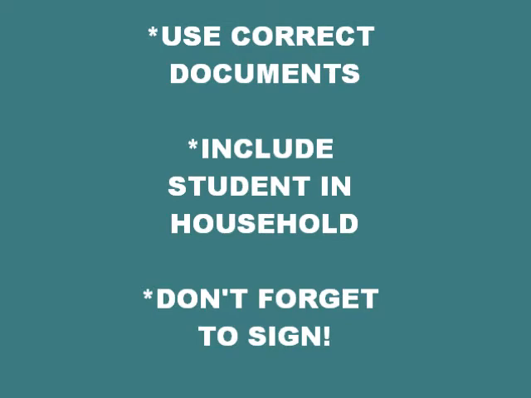Avoid these common FAFSA mistakes. Using nicknames instead of your legal name. Leaving a field blank. Use a 0 if the question does not apply to you. Not reporting all required sources of untaxed income. Not using the 1040 federal tax return to report income and taxes paid, not the W-2. Not including yourself in household size, even if you did not live there the previous year. And not signing the application. If you are filing as a dependent student, make sure your parents sign as well.